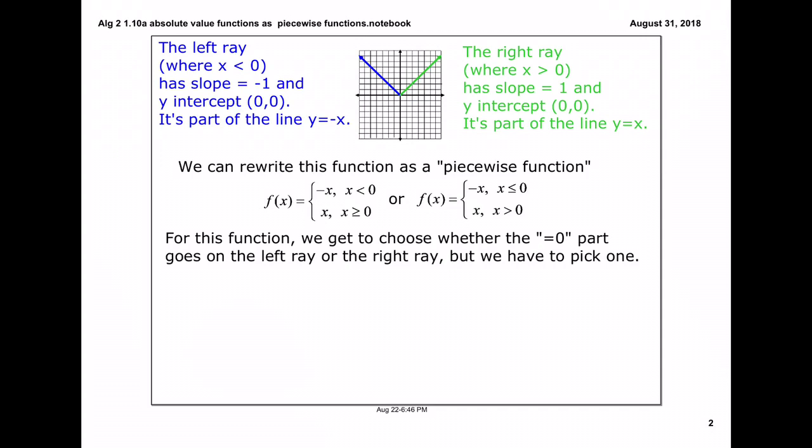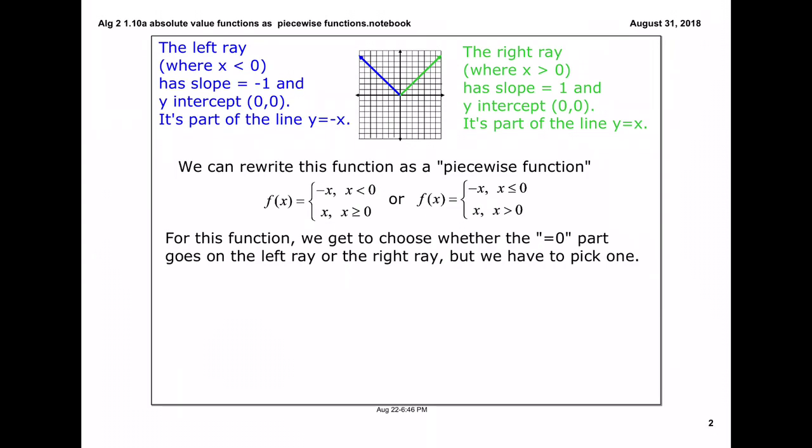Then when we look at our green ray, or the ray on the right, where x is greater than 0, it has a slope of +1 and the y-intercept is (0, 0). And again, it is part of the line y equals x. We can rewrite this function as a piecewise function. We have two pieces, a blue piece and a green piece.